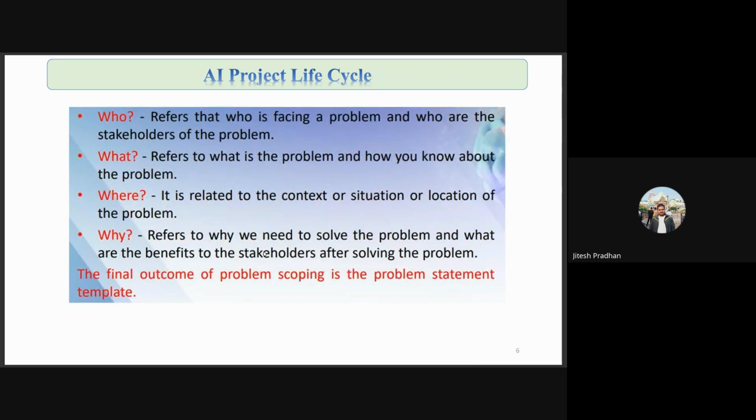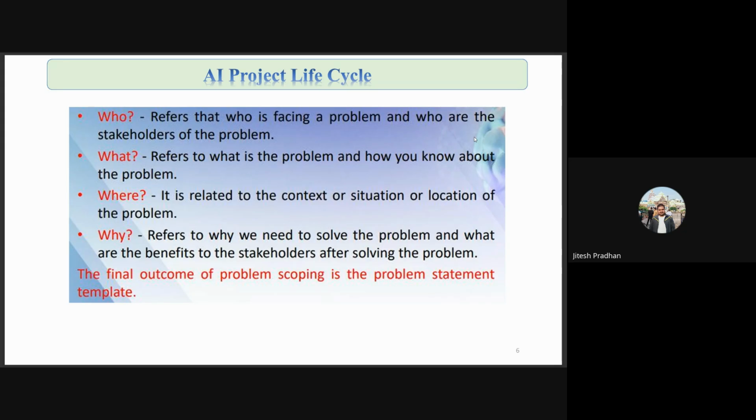Now let's start with the 4 W's. First, who refers to who is facing a problem and who are the stakeholders of the problem. Now let's take an example. If we are talking about a crop yield production problem, we have to maximize the crop yield production. So how can we maximize it? By predicting a suitable time for seeding, finding the best time for fertilizer use, and finding the best time to cut the crop. It is just a simple scenario.